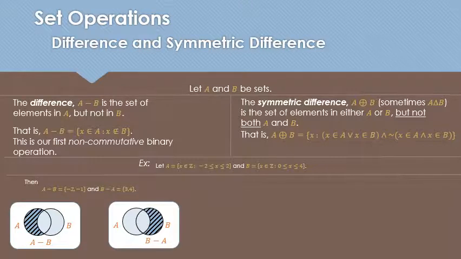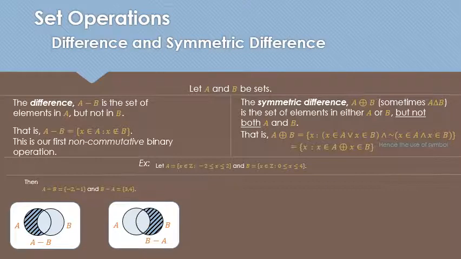That is, it's the set of all x such that x is in A or x is in B, and it's not the case that x is in A and x is in B. So we remove all those ones that are in A and B. And so notice that this is the same thing as the exclusive OR operation between statements. We could write this as the set of all x such that x is in A XOR x is in B. If we wanted, we could use that symbol, like that.